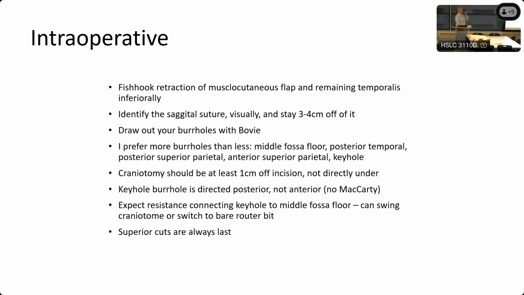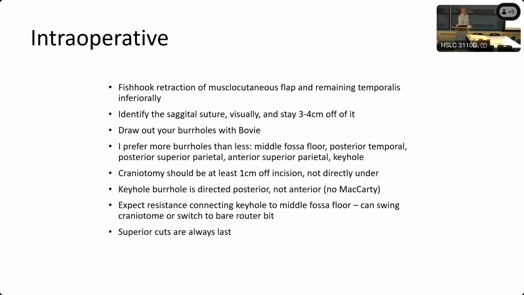Intraoperative fish hook retraction of my myocutaneous flap and remaining temporalis. So here and here, if you draw that incision on midline, you should hopefully be able to identify the sagittal suture visually and stay 3 to 4 centimeters off of it. I draw out my burr holes with Bovie. I prefer more burr holes than less: middle fossa floor, posterior temporal, posterior superior parietal, anterior superior frontal, and keyhole.